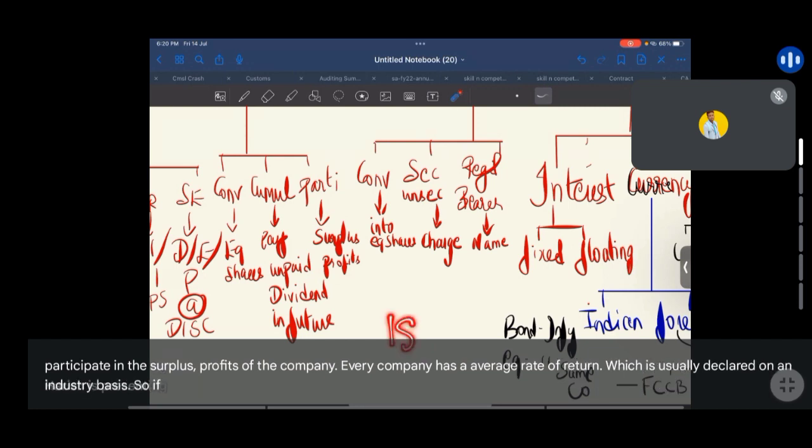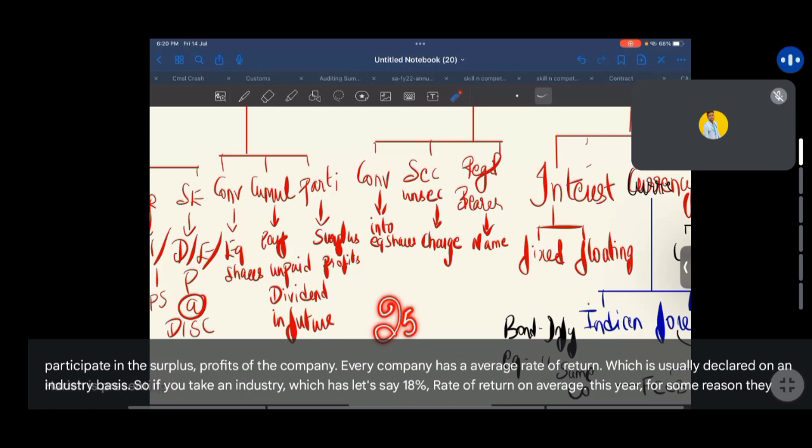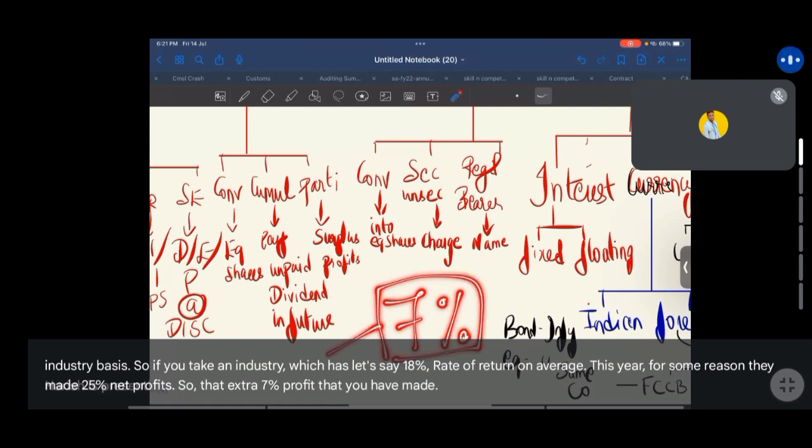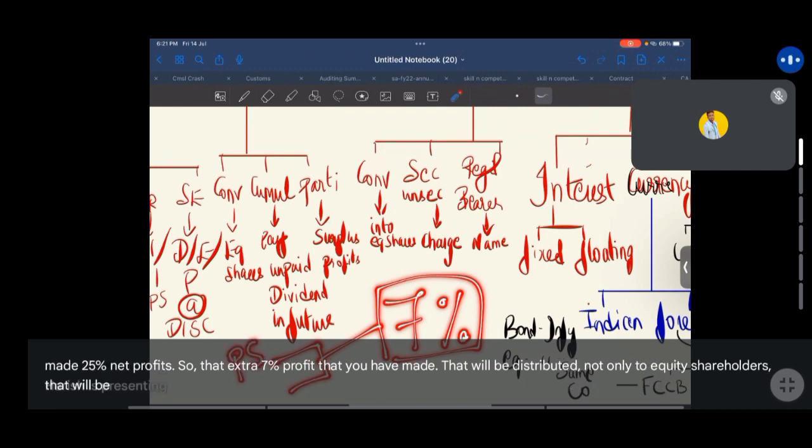So if you take an industry which has, let's say, an 18% rate of return on average, this year for some reason they made 25% net profits. So that extra 7% profit that we have made, that will be distributed not only to equity shareholders, that will be distributed some portion to preference shareholders also.